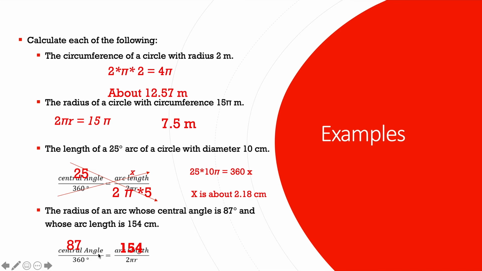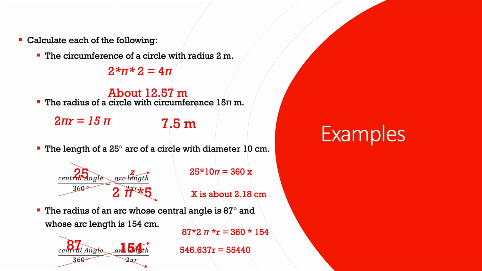So just like the last time, multiplying cross products so I can set up an equation, I would have 87 times 2 times pi times r equals 360 times 154. Now what I'm going to do is I'm going to combine that 87 times 2 times pi. Go ahead and get my answer. It's about 546.637. It keeps going on. I just chose to round to 3 decimal places. Times r, and then 360 times 154 is that 55,440.